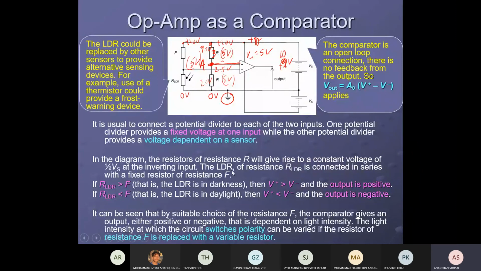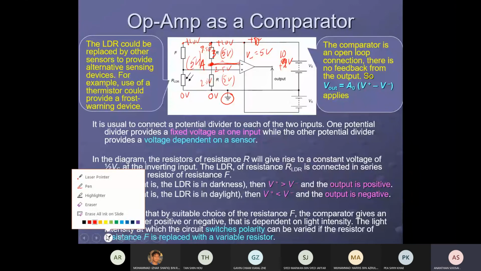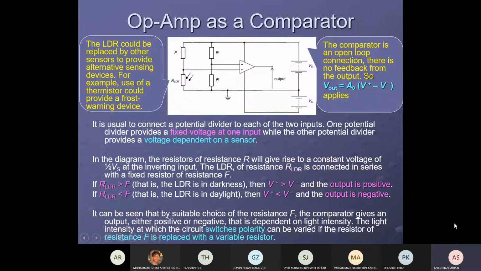Okay, so this is how it works. Let me clear this. So here R, here 10 volt, here 0 volt. So the V negative is found to be 5 volt. Now tell me, LDR is fixed here. When do you think likely the output becomes positive?